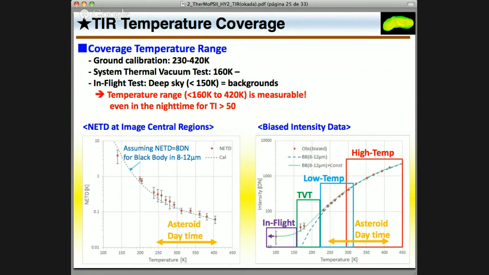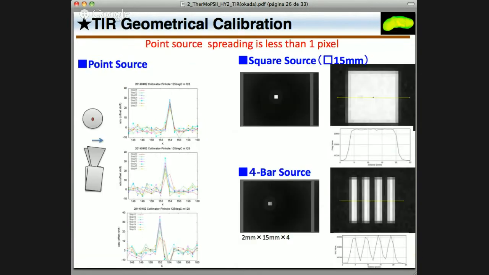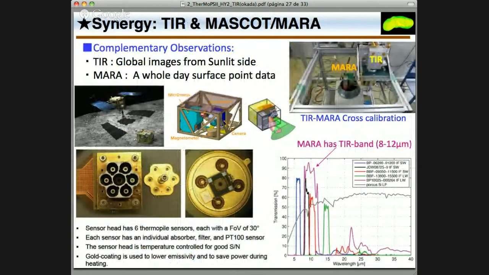And there is synergy with the surface experiment MARA on the MASCOT lander. This is a German instrument, and it will measure the surface condition. The TIR actually observes basically from the sun side only, but a global image is taken. MARA is on the surface and observes during day and night. So they make very complete observations. MARA has six bands and six sensors, each with a different filter, but one filter is the same as the TIR.